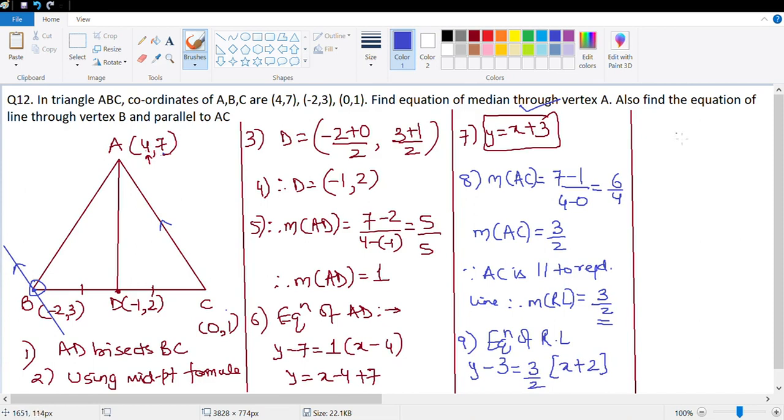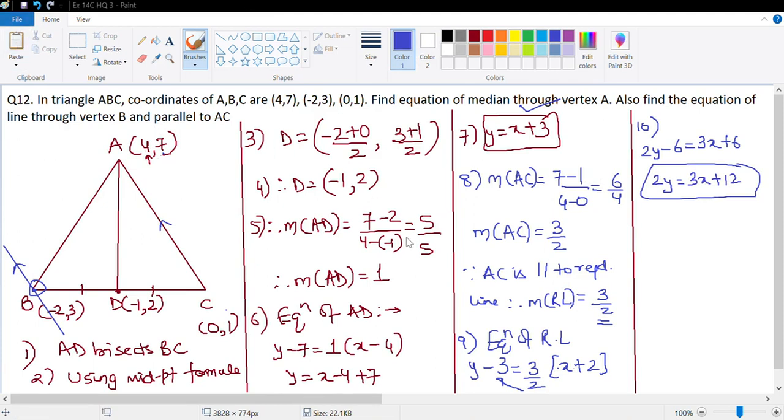Let's cross multiply. That gives me 2y minus 6 is equal to 3x plus 6. Yes, that's 2y minus 6 is equal to 3x plus 6. This gives me 2y is equal to 3x plus 12. So that's the equation of the required line, 2y is equal to 3x plus 12. Good, quite a long question. Let's look at the next one.